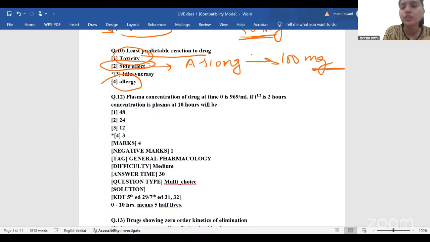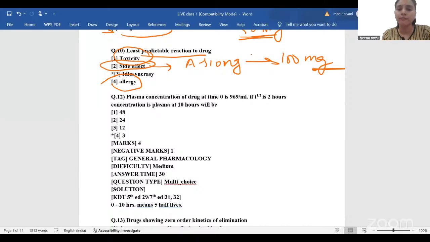Next is allergy. Allergy is a hypersensitivity reaction of the immune system. If someone is allergic to any drug or salt, suppose a person is allergic to diclofenac, then even a smaller amount of diclofenac will produce a hypersensitivity reaction in that person. It means it is a known or predictable effect of a drug. So it is not the least predictable. It is predictable.